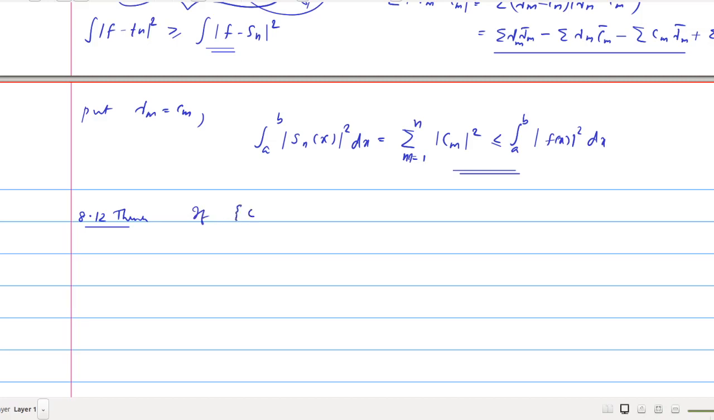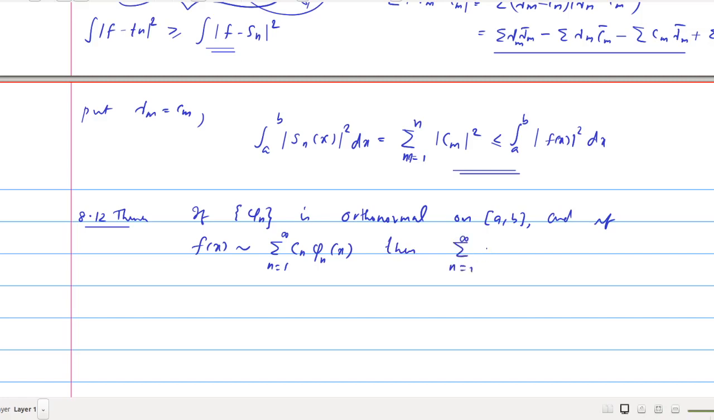If the sequence phi n is orthonormal on AB, this is an orthonormal system, and if the Fourier series of f of x is summation n equal to 1 to infinity Cn phi n of x, then we have summation n equal to 1 to infinity mod Cn square less than or equal to integral a to b mod f of x square dx. What is the meaning of this? If we take any orthonormal system of functions and we define the Fourier series corresponding to that orthonormal system for this integrable function f of x, then we have this result.